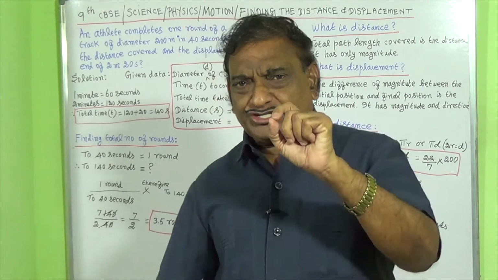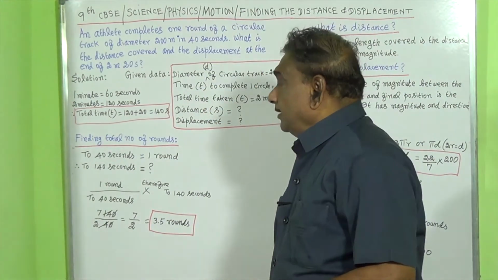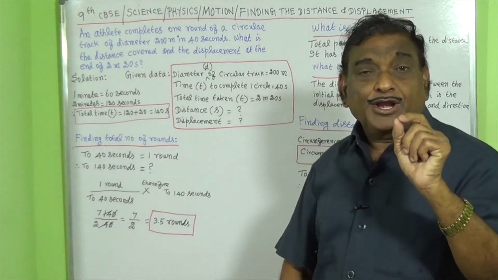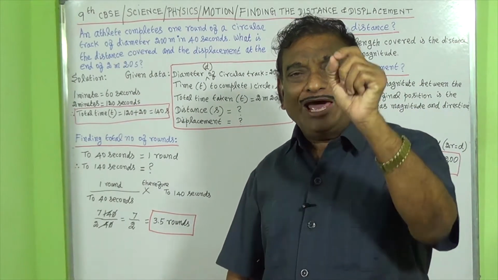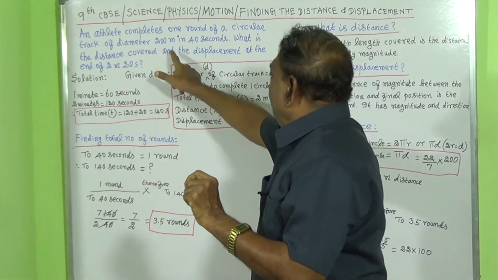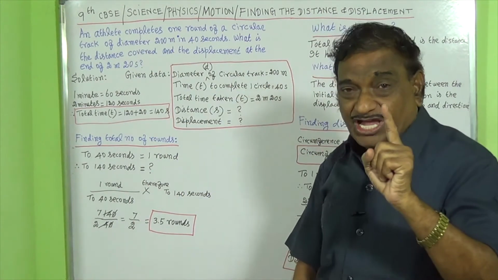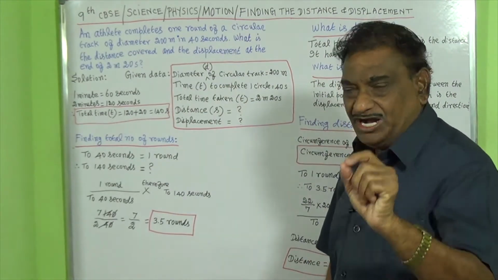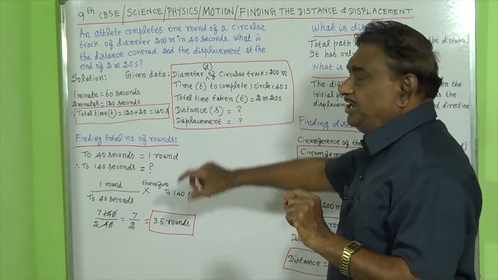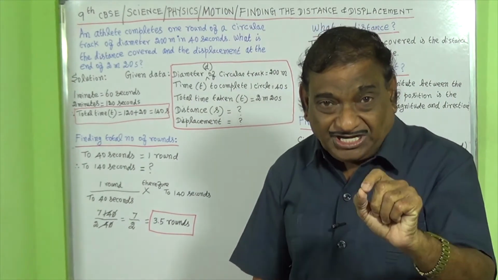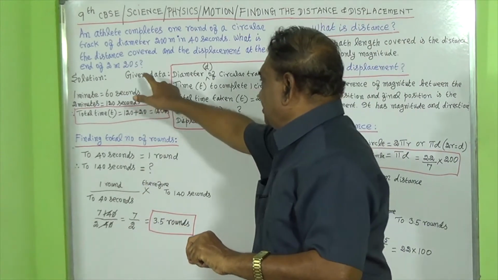Let us go to the sum. An athlete completes one round of a circular track of 200 meter in 40 seconds. What is the distance covered and the displacement at the end of 2 minutes and 20 seconds?